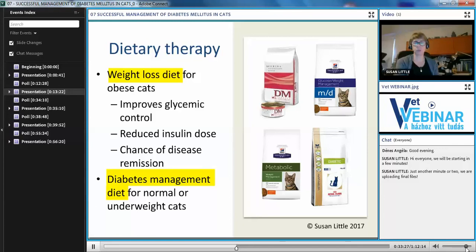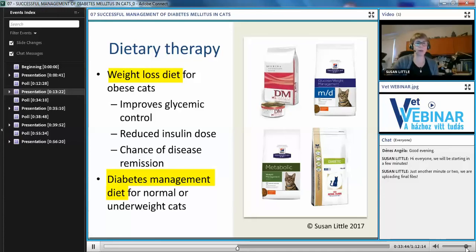The studies that look at the influence of diet simply show us, I think, that being on a diet that's intended for diabetes management improves control of the disease, and certainly is one of the factors in why some cats will be able to get off of insulin treatment. So we either want a weight loss diet or a diabetes management diet.